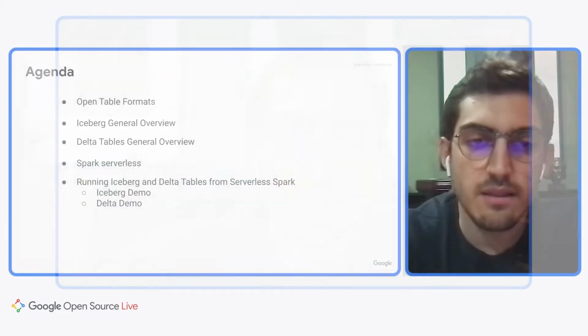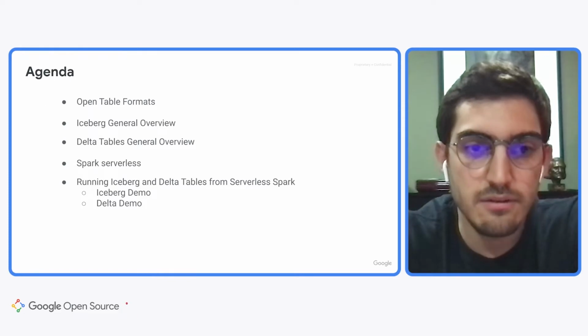We will speak about Apache Iceberg and Delta tables with serverless Spark. So we're Nicole Manjunta and Franklin White. We're both strategic cloud engineers at Google. This is our agenda for today.